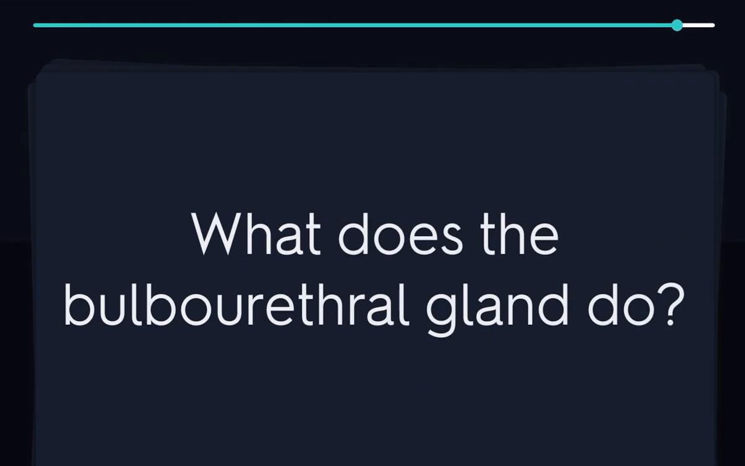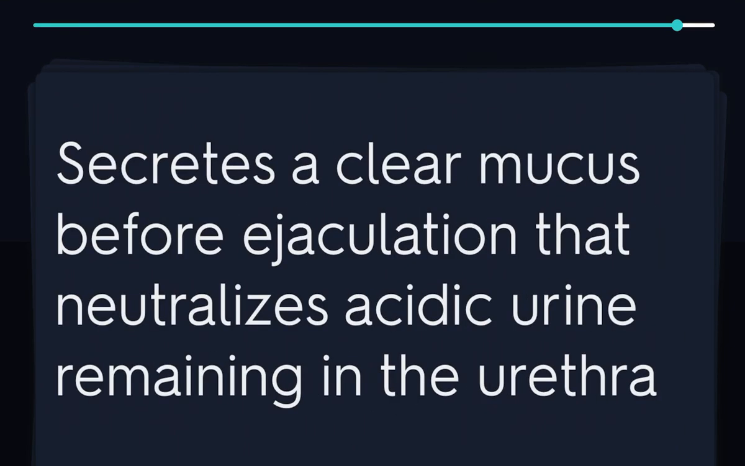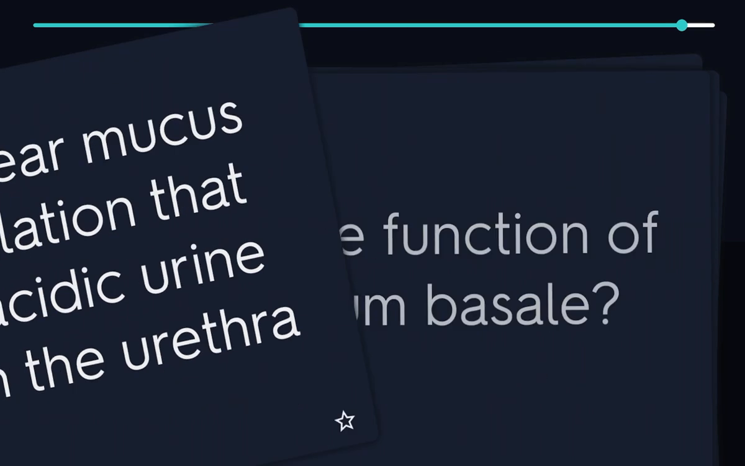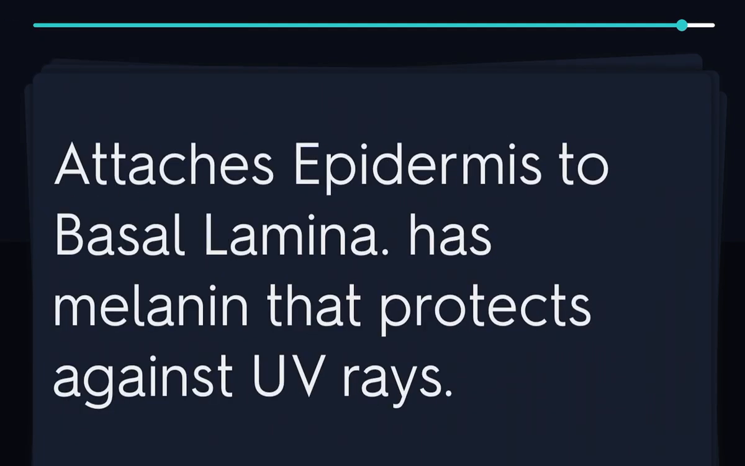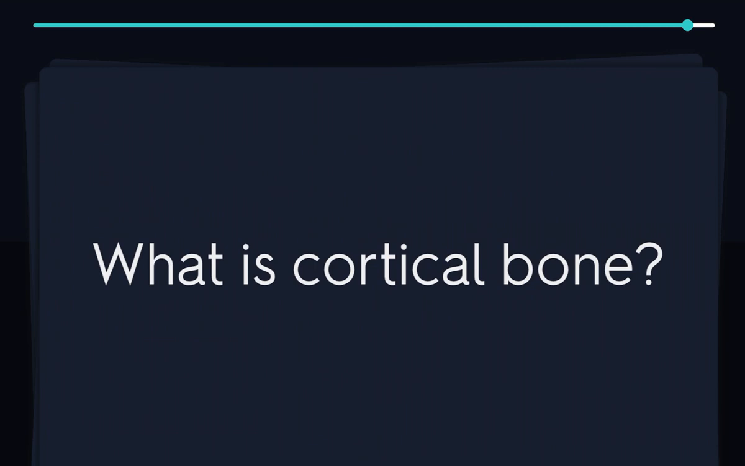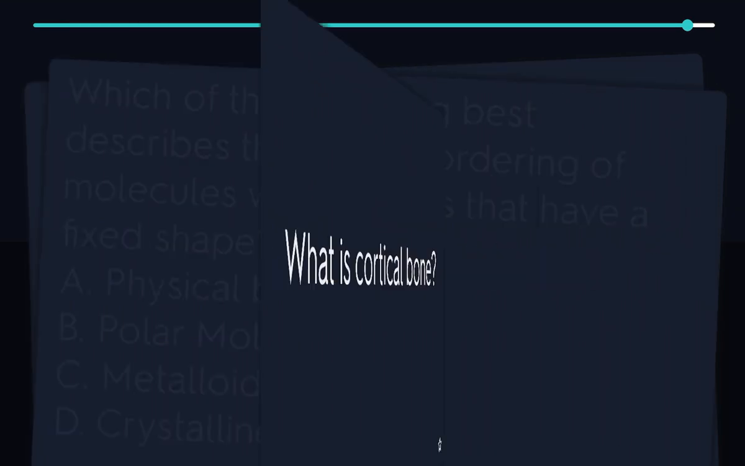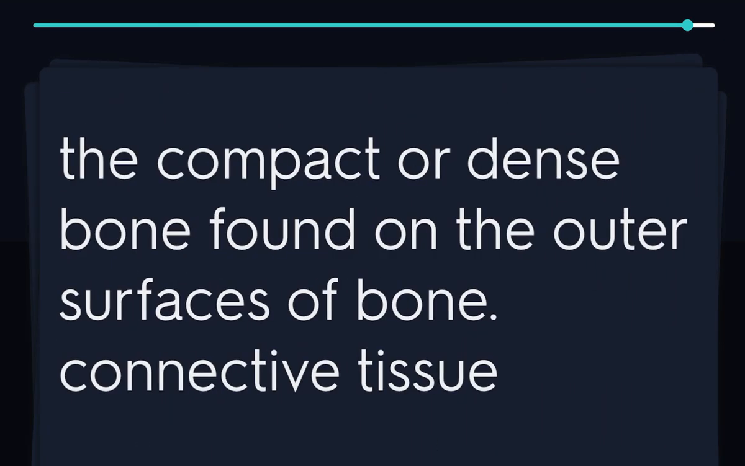What does the bulbourethral gland do? Secretes a clear mucus before ejaculation that neutralizes acidic urine remaining in the urethra. What is the function of the stratum basale? Attaches epidermis to basal lamina, has melanin that protects against UV rays. What is cortical bone? The compact or dense bone found on the outer surfaces of bone, connective tissue.